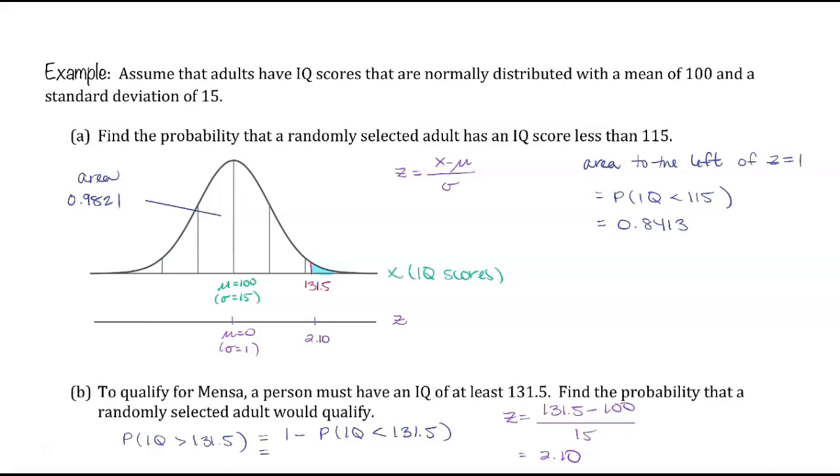So our probability is equal to 1 minus 0.9821, or 0.0179. This area to the right is 0.0179. Now we know that the probability of a randomly selected adult qualifying for Mensa is about 1.79%, or 0.0179. Let's take a look at a different example.